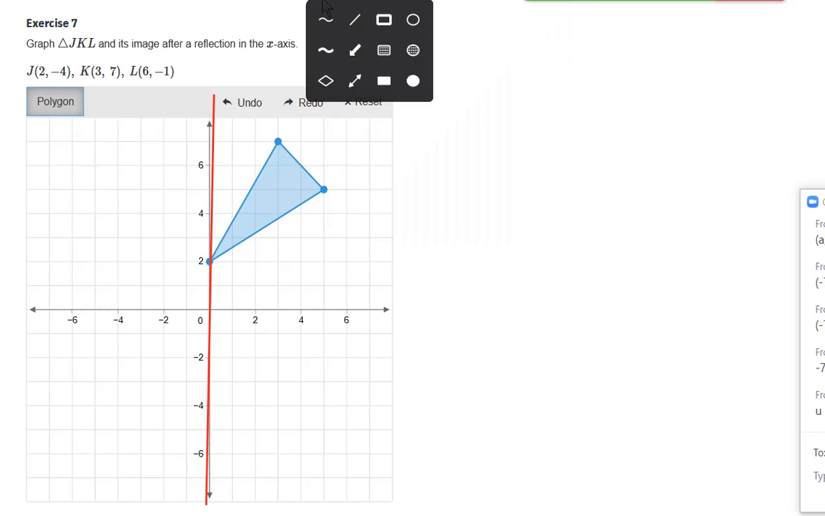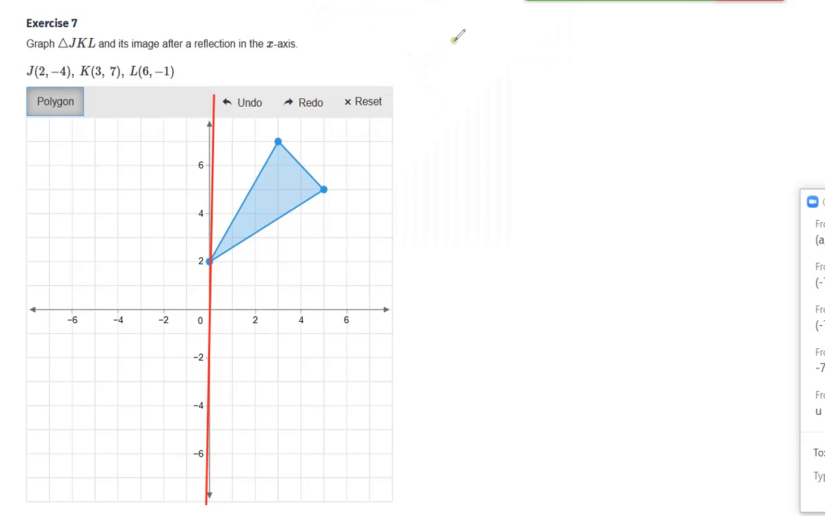We've got our same three points. A is 3, 7. B is 5, 5. And C is 0, 2.